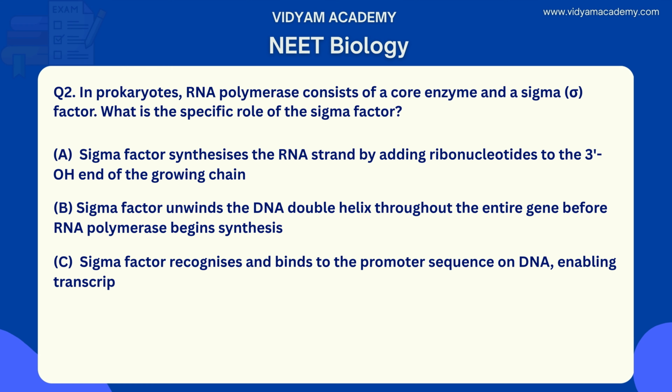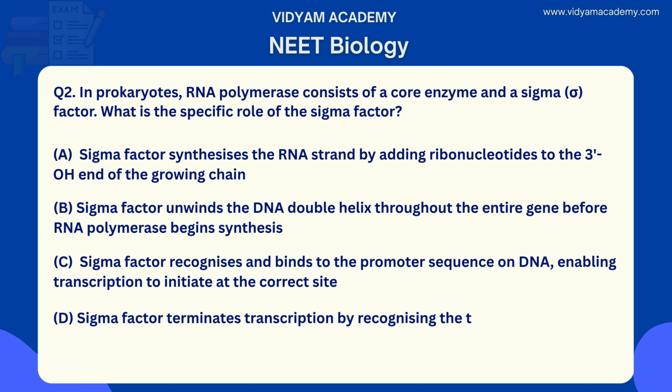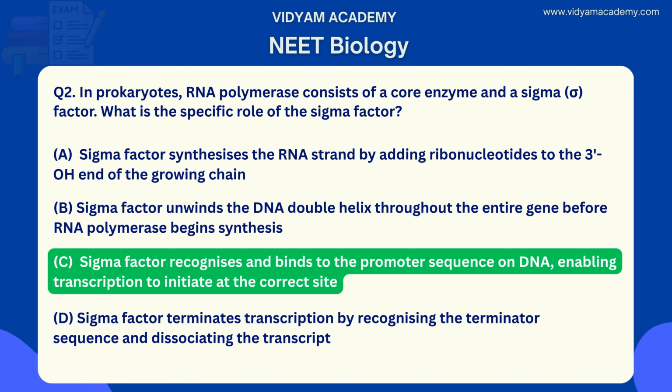Option C. Sigma factor recognizes and binds to the promoter sequence on DNA, enabling transcription to initiate at the correct site. Option D. Sigma factor terminates transcription by recognizing the terminator sequence and dissociating the transcript. What is the right answer? Would you guess the right answer? Your time starts now. Yes, the answer is option C. Let's go to the detailed explanation of why option C is the right answer here.